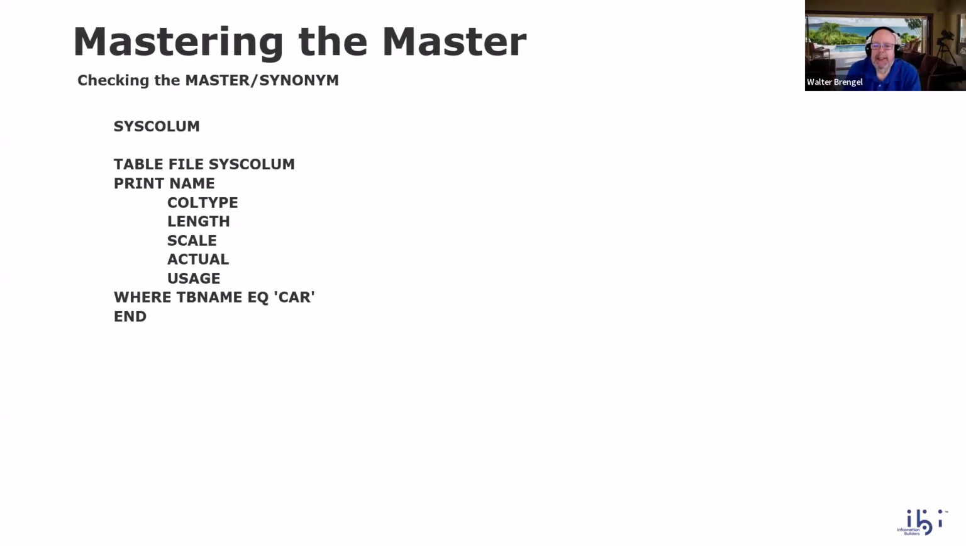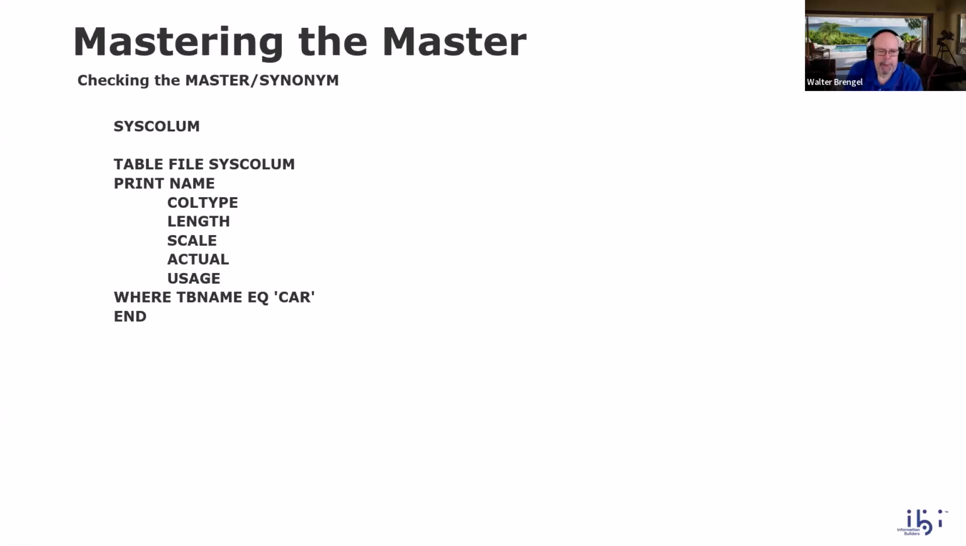We also have a system table called syscolumn, just an M, no N at the end. For you relational people, especially if you're DB2, you would have an sysibm.syscolumn with an N, which gives you information about the columns in your table. So we're using a similar principle, except we took the N off because we didn't want to be confused with the relational world. So table file syscolumn, print name, column type, length, scale, actual usage. And we tried to use similar names to what you would see in relational.